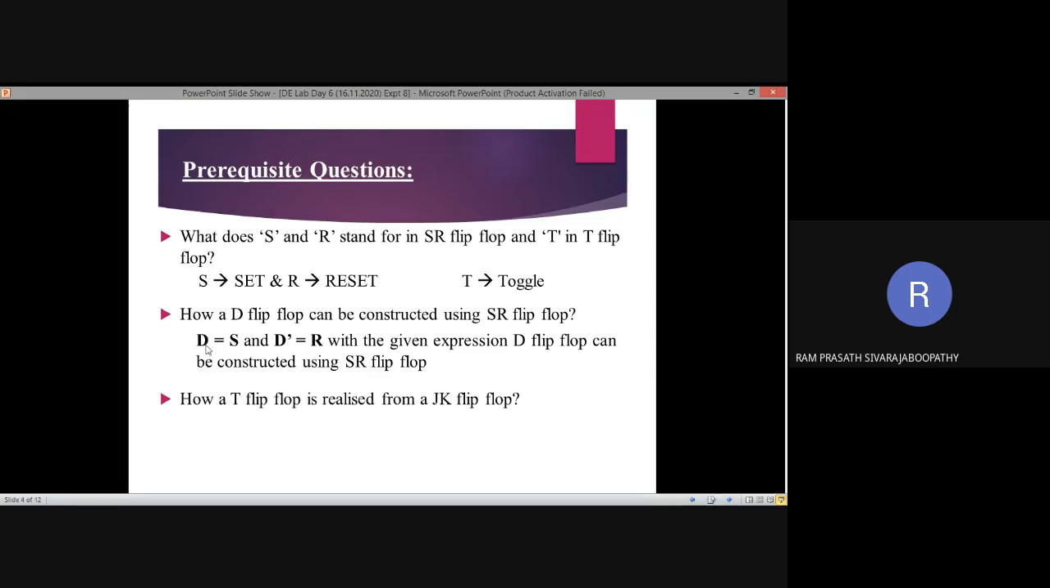How a T flip-flop is realized from JK flip-flop? What alteration must be done in JK flip-flop to obtain T flip-flop?